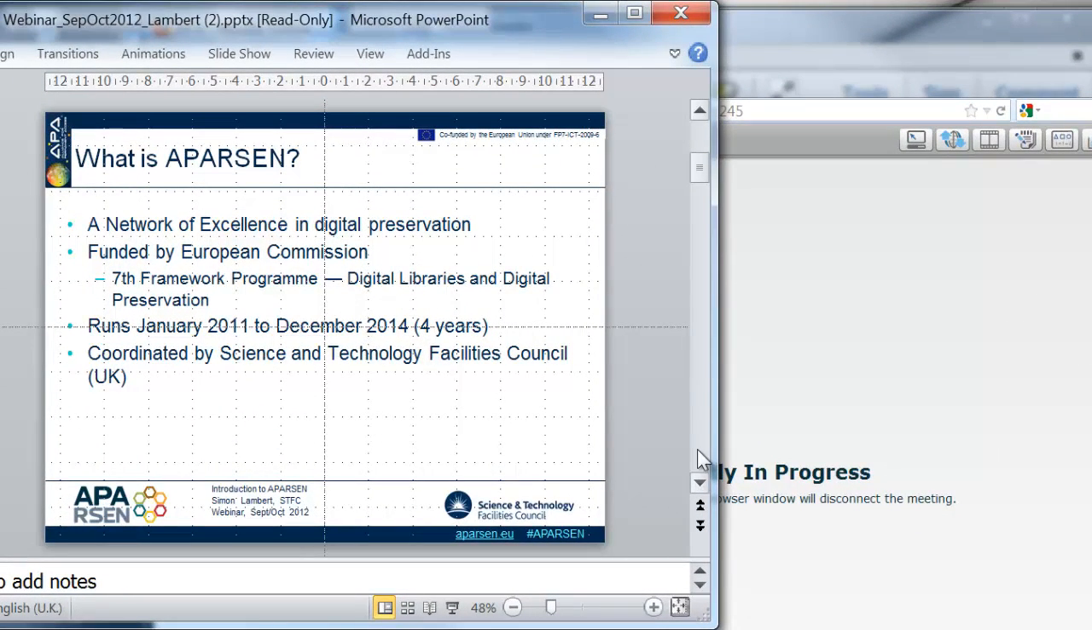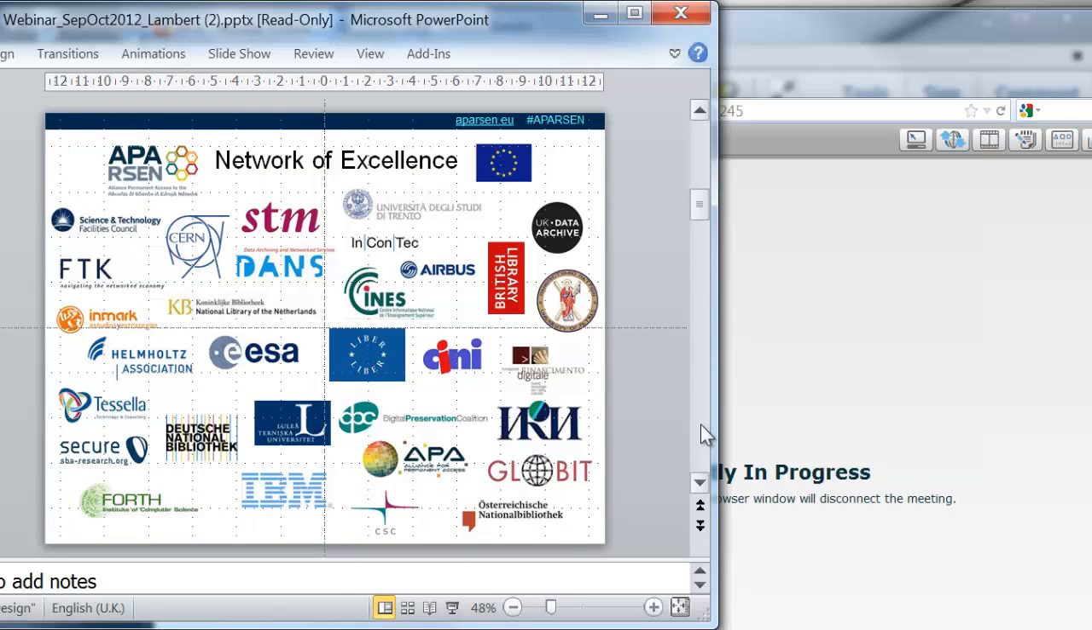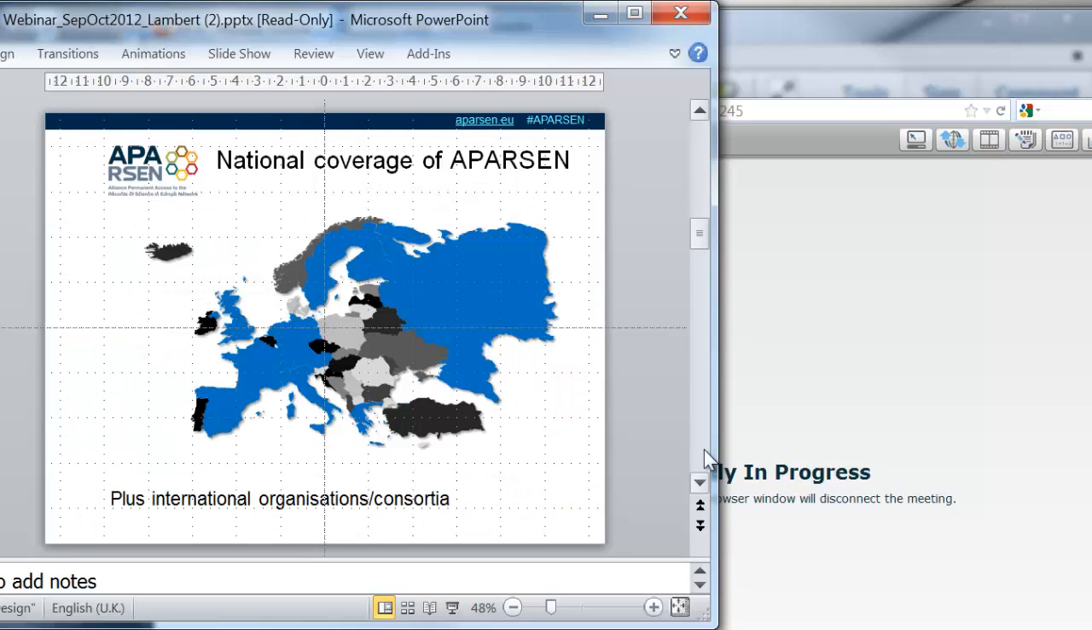Right. Well, as most people in this call know, our APARSEN project is a project in the form of a network of excellence. It's funded by the EU in the 7th Framework Program. We've been running for 1.5 years now and have 2.5 more years to go, and it's coordinated by the STFC in the UK. Next slide. And we have more than 30 partners whose logo you see here. Next slide. These are the countries of our partners. Next slide.